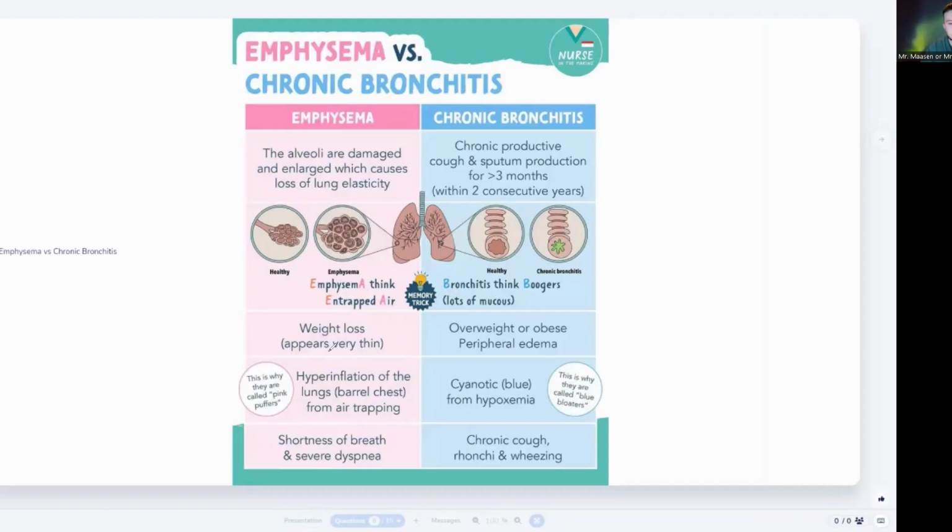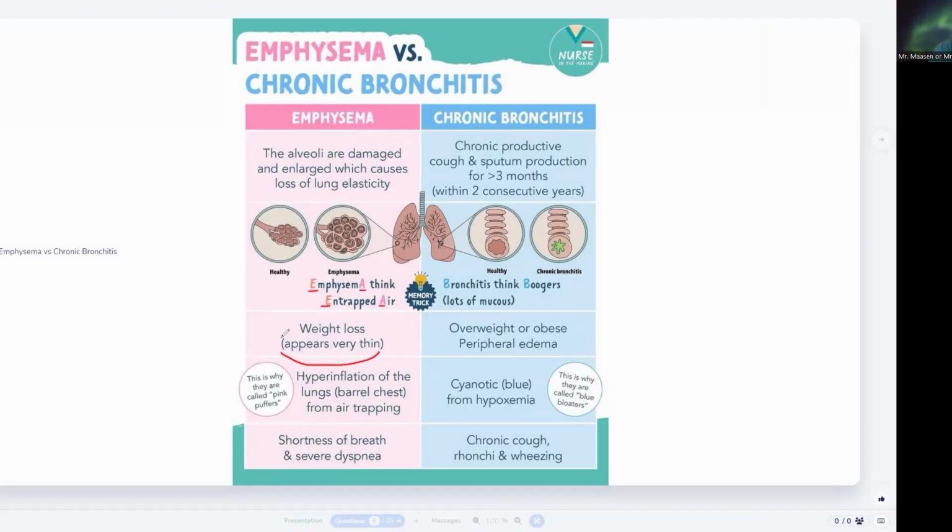So this is a comparison to show you, and that's why they colored these colors. Emphysema they color pink, and chronic bronchitis they color blue. They say emphysema is pink puffers, chronic bronchitis is blue bloaters. And this really has to do with the alveoli being damaged and filled with air. So emphysema, think entrapped air. Emphysema, right? Entrapped air.